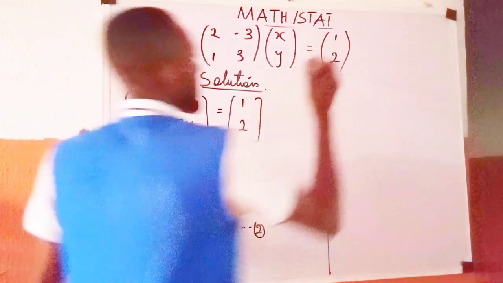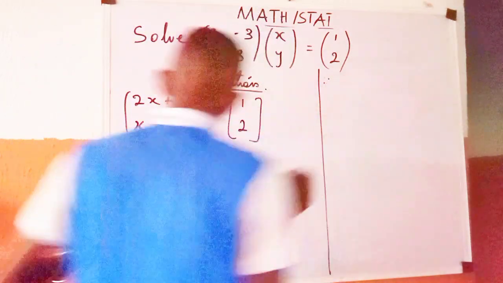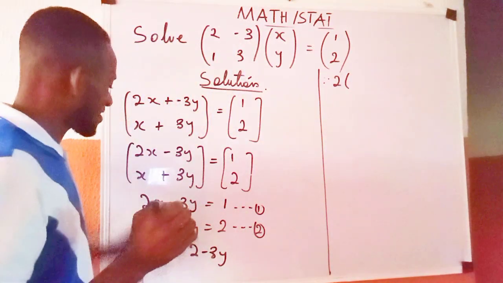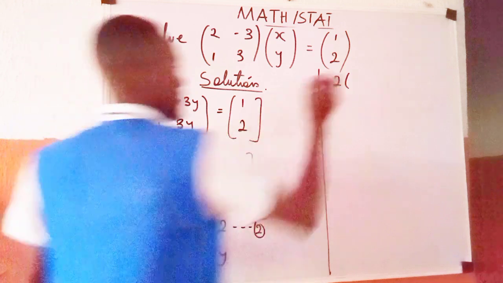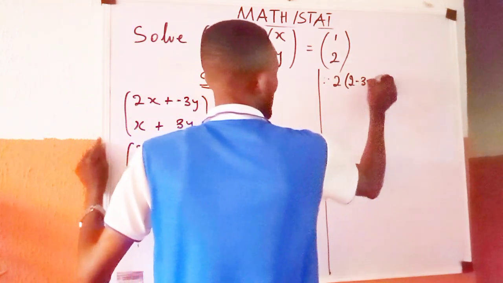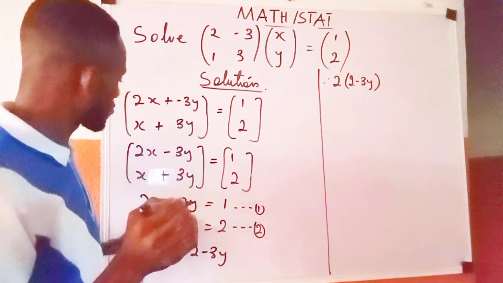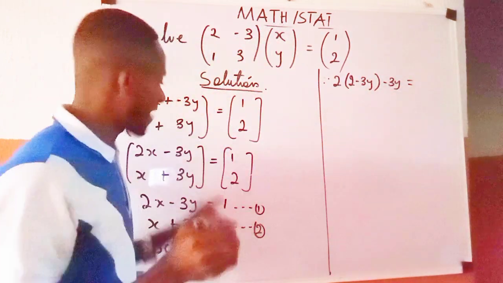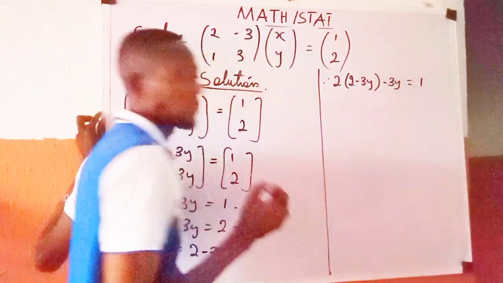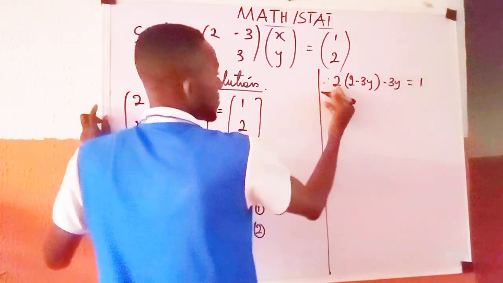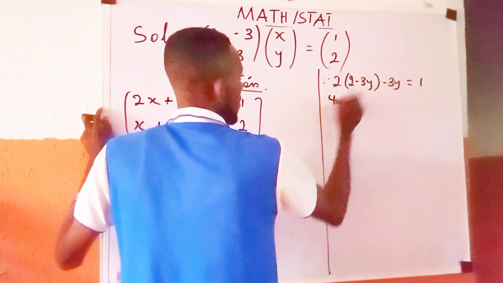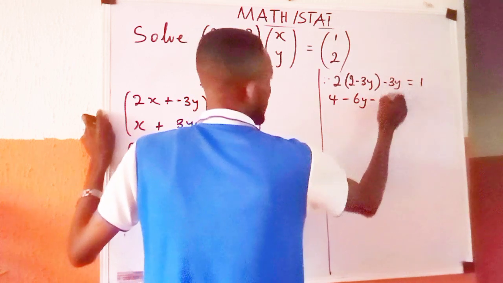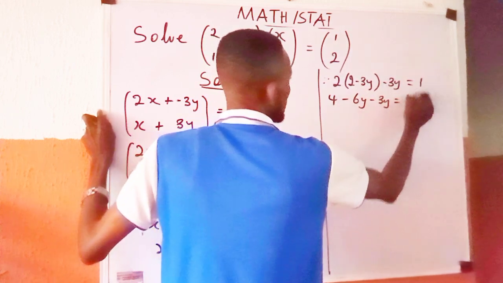Anywhere I see x, I'm going to replace with 2 minus 3y. So I will now say therefore, here is my 2, so I will write 2, open a bracket. Instead of writing this x, I'm going to write 2 minus 3y. Close it. The sign I have here is minus, so I have minus 3y equals 1, which is what I have. Then I will open a bracket with this 2 outside. 2 times 2 will give me 4. The sign here is minus. 2 times 3y will give me 6y. Minus 3y. This will give me 1.